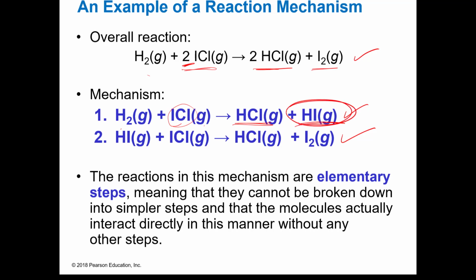Then the hydrogen iodide, which is the product of the first elementary step, is going to combine with the second mole of the ICl, produce more HCl, so we get 2 moles of it, and I2. Notice nowhere in the overall reaction do you see hydrogen iodide, because hydrogen iodide is that transition state or that activated complex. So it is used up in the second step of this reaction.